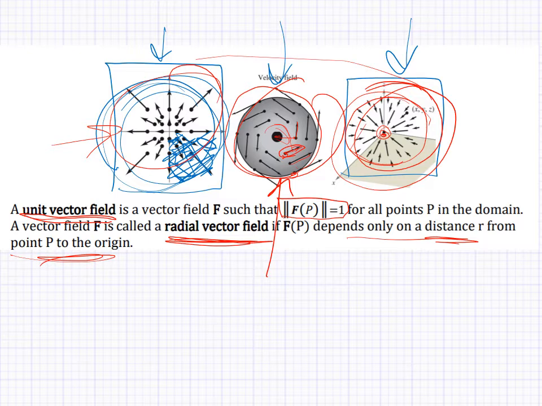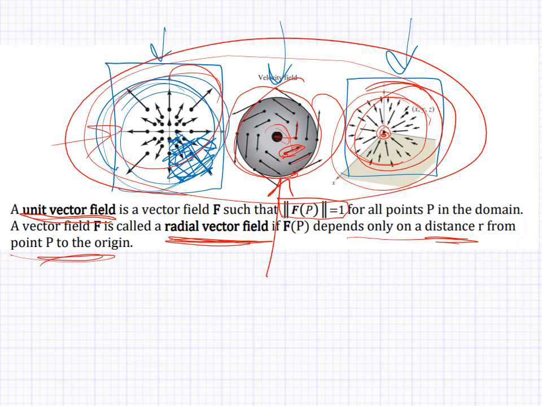These would all look like possibly radial vector fields. They all deal with a certain distance from the origin affecting the vector itself. So they could all be radial vector fields.